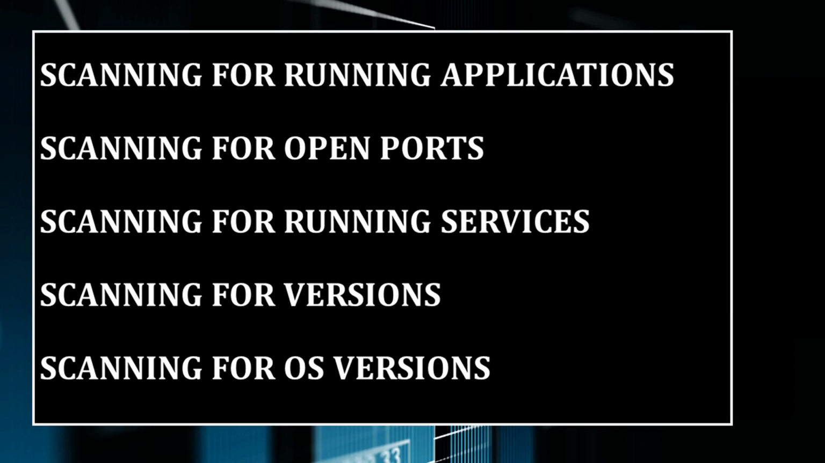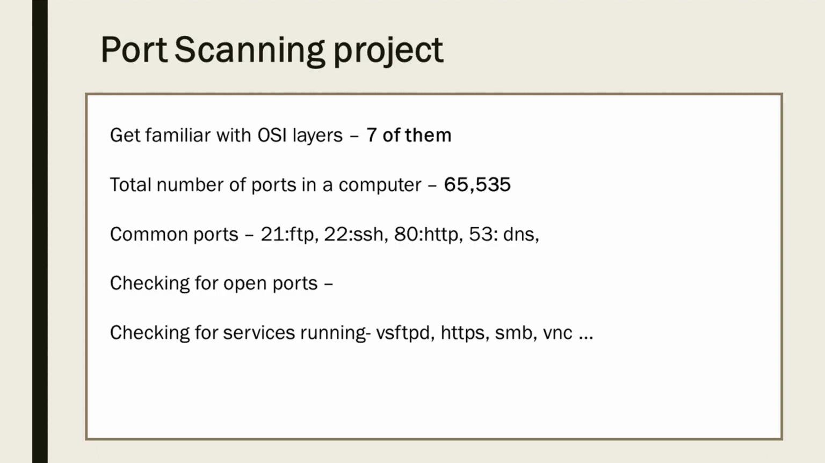The basic fundamental things you need to do before you go ahead with this project is to get familiar with the OSI layers. We have 7 of them, like we mentioned. You can go back and watch our video on network fundamentals. You need to get familiar with the total number of ports in a computer. We have about 65,000 plus ports. You need to know the common ports, the popular ports that are used for common services. You need to check for the ports that are not common. You need to check for ports that are open. You are checking for services that are running. So when you are conducting the port scan as a project, these are the basic things you are looking out for, and you should understand the kind of services that run on these ports.